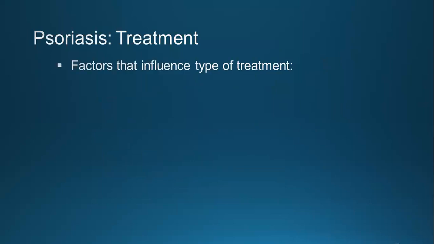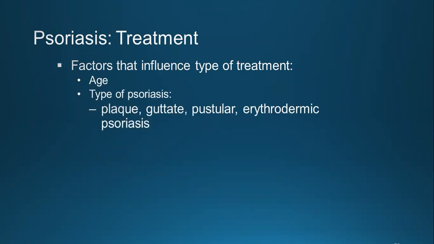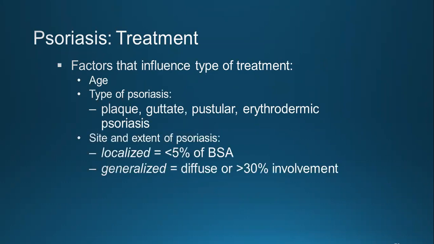Factors that influence the type of treatment. What is the age of the patient? Type of psoriasis: plaque, guttate, pustular, erythrodermic, which type? Okay. Site and extent of psoriasis. Localized is less than 5% of BSA. It is also measured by PASI, which is the psoriasis area severity index. Generalized, diffuse, or more than 30% involvement.